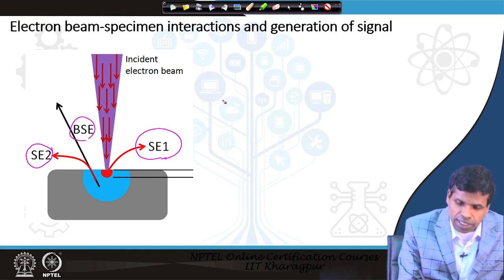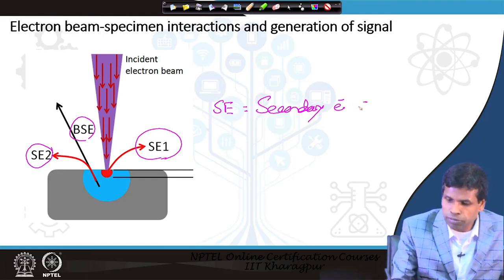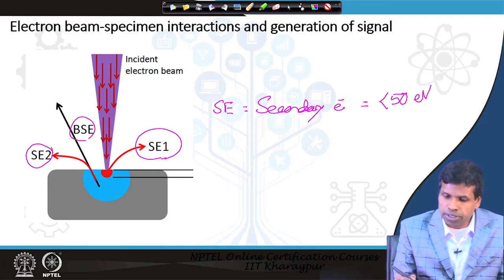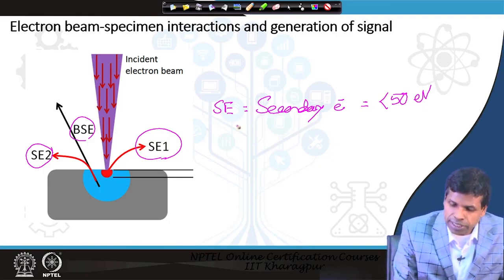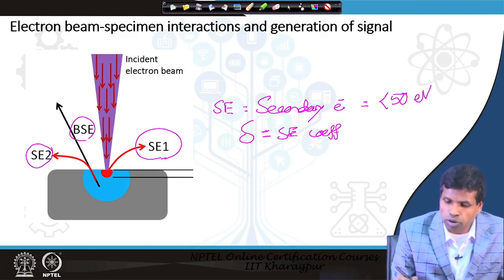Here the secondary electrons are defined as the electrons which have an energy of less than 50 electron volts. So, any electrons coming out of the sample with energy less than 50 electron volts, we term secondary electrons. For the number of secondary electrons, we give the symbol delta. Delta is the secondary electron coefficient, that is the number of secondary electrons generated from the specimen.